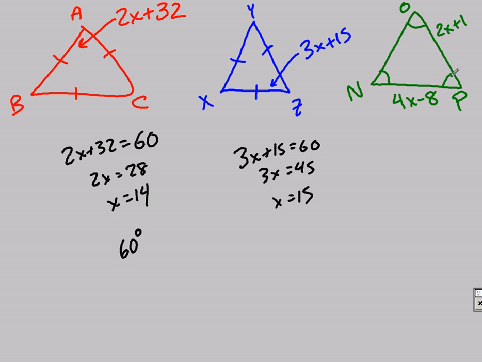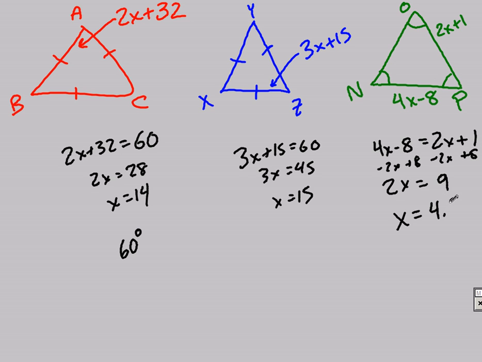Now, in the last ones, when you have equal angles, we're going to have equal sides as well. So I set up the same way. 4x minus 8 equals 2x plus 1, and solve. So I'll subtract 2x, and I'm going to add 8 to both sides. I'll be left with 2x over here, 9 over here. X equals 4.5. Now, when you're finding a side, you can have as many different side lengths as you want.